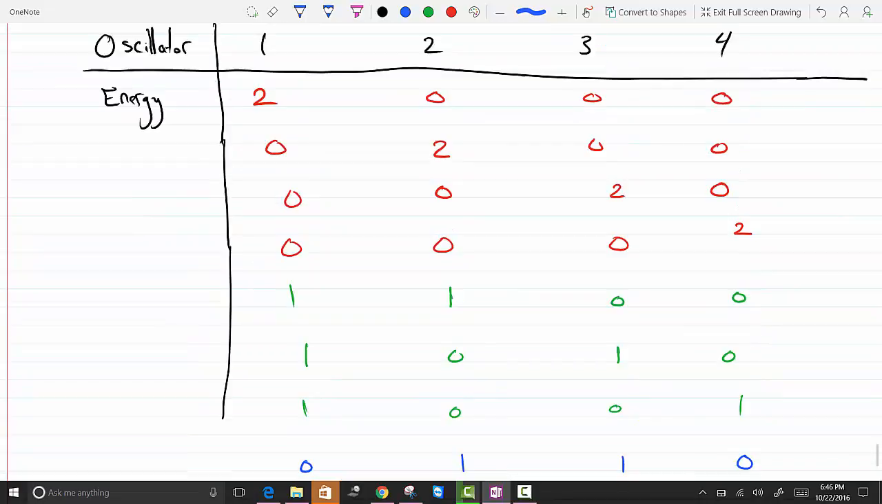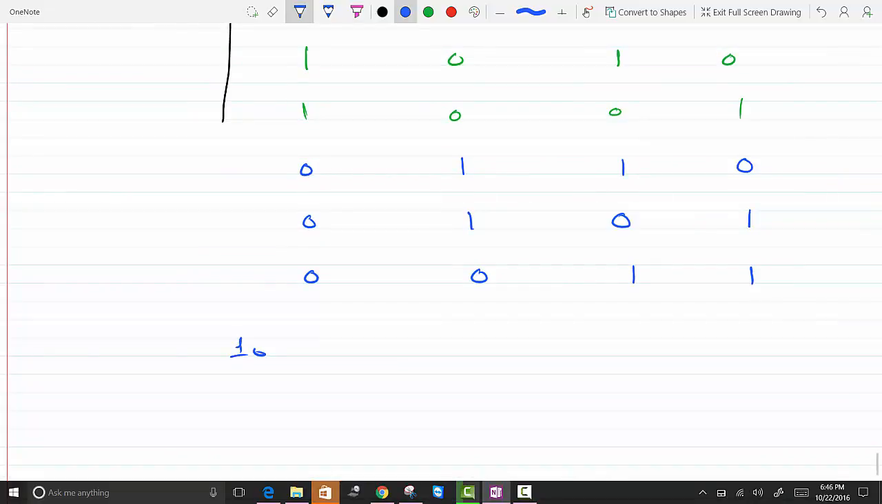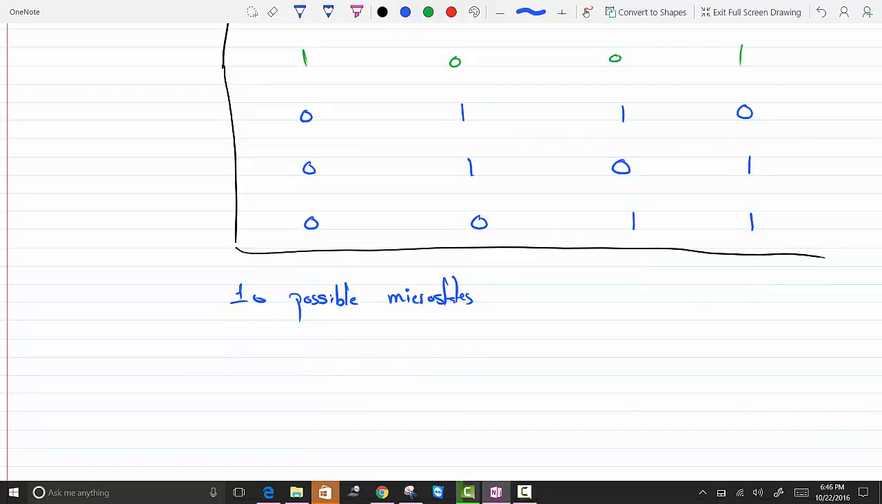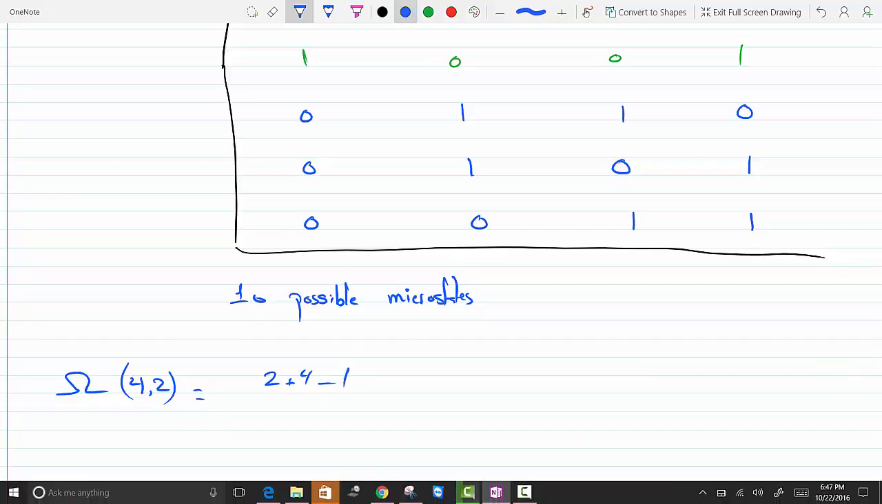So if you count these, you would get a total number of 10 possible microstates. And then let's apply the formula. We should get the same with the formula. So this is 4, 2, and we would get 2 plus 4 minus 1 factorial over q factorial, 2 factorial, times n minus 1 factorial, 4 minus 1 factorial.